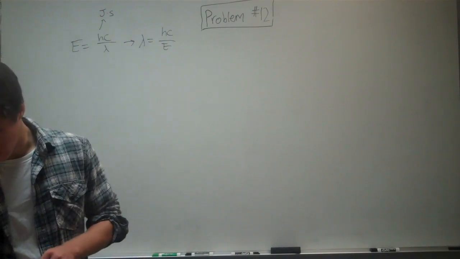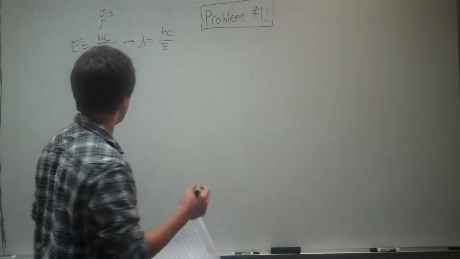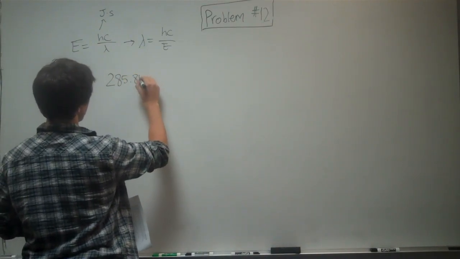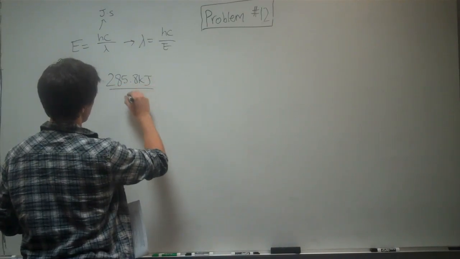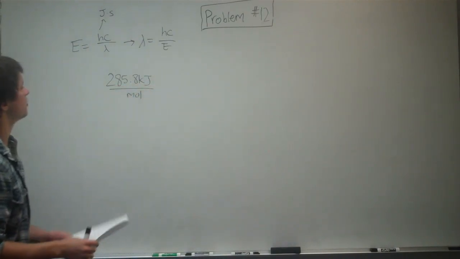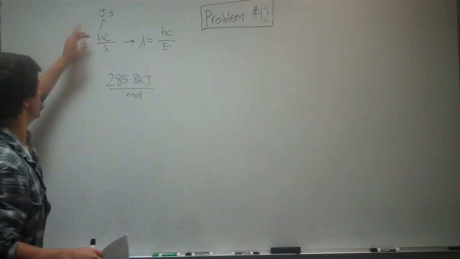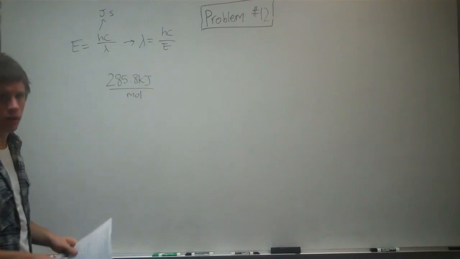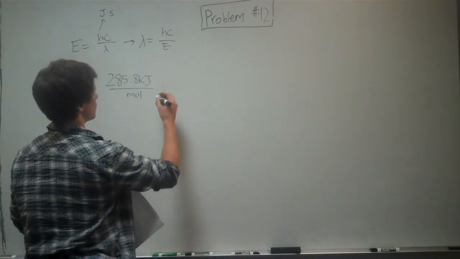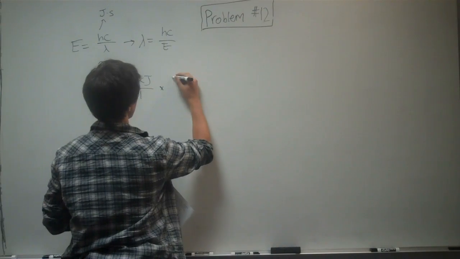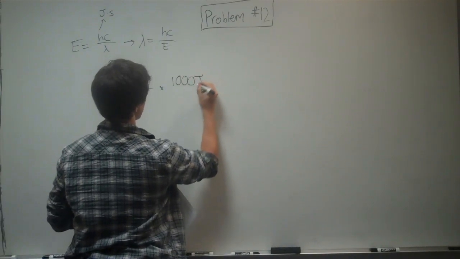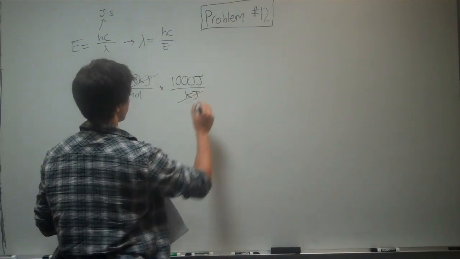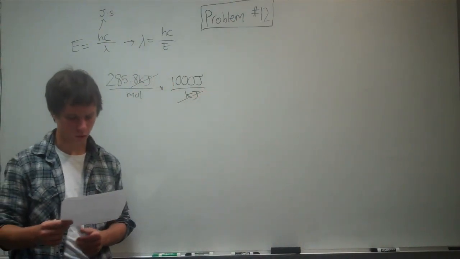So the energy that they gave you is 285.8 kilojoules per mole. Okay? But this quantity is going to be more useful to you in joules, because when you put it in this equation, you're going to have to put it in terms of joules. So the first thing we're going to do is convert this to joules by just remembering that there's 1,000 joules in a kilojoule. And you see what's going to happen? These kilojoules are going to cancel out. So right now we're up to joules per mole.